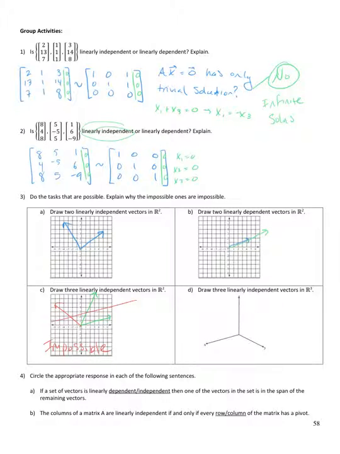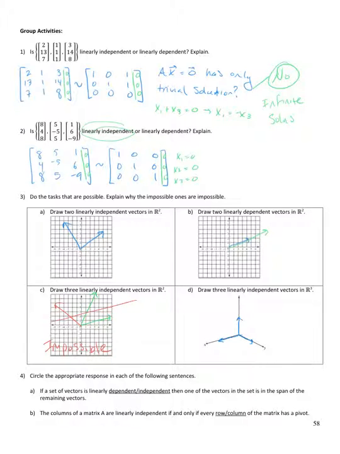Three linearly independent vectors in R3. So this is three vectors that point in different directions. So I'm just going to point one in the x direction, one in the y direction, one in the z direction.